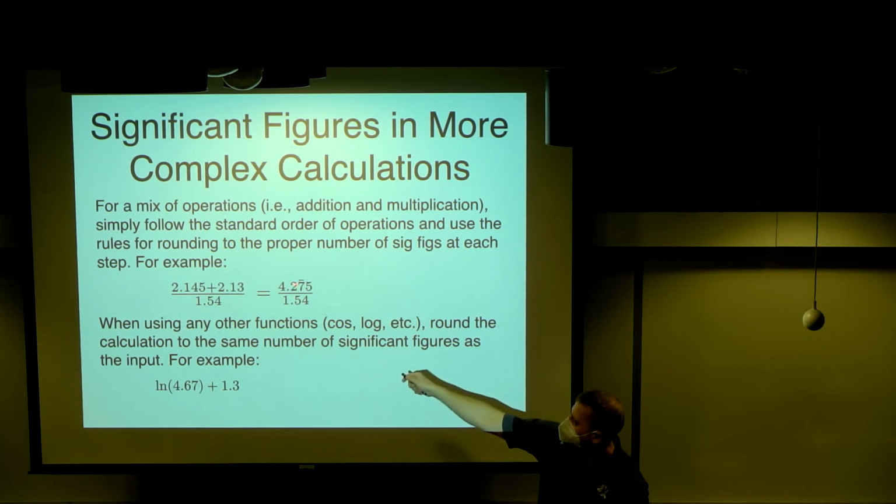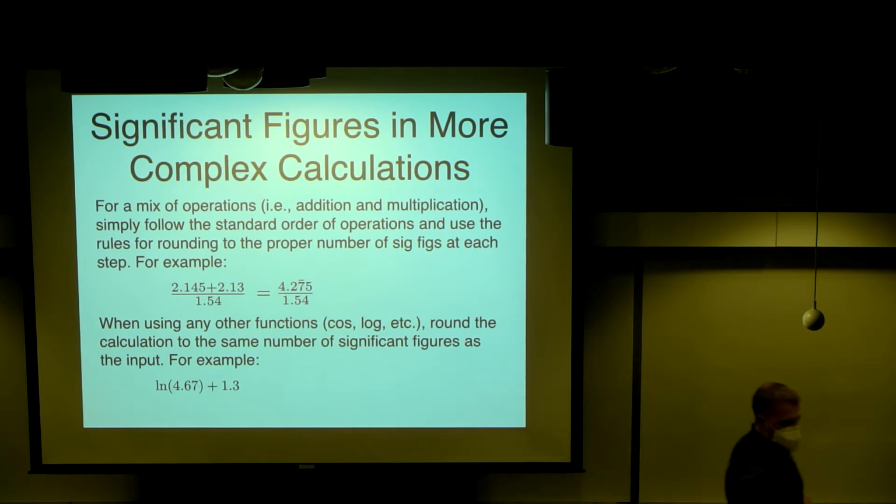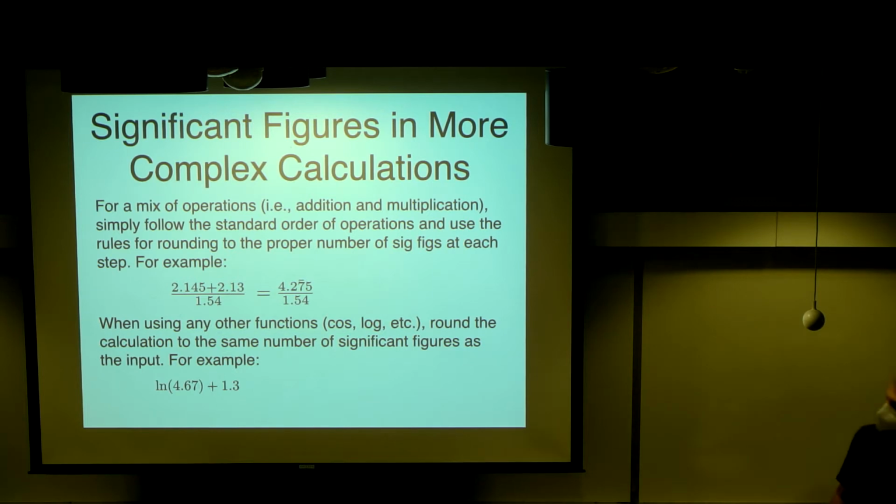So I have 4.275 divided by 1.54. So now I'm doing a division. What's the rule for that?